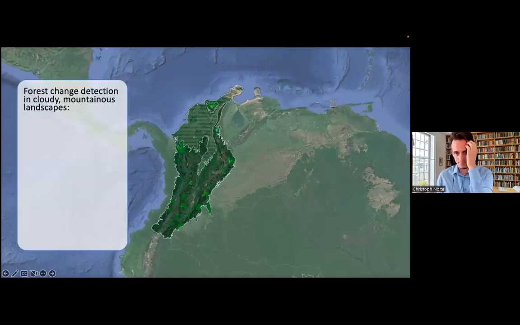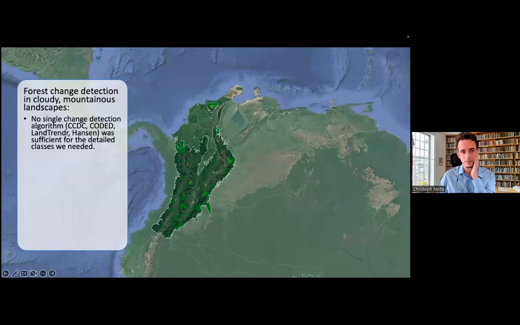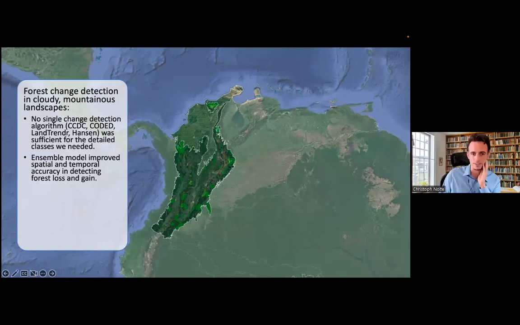So what did we learn, mostly on the remote sensing side, because it's a remote sensing audience? Well, forest change detection in cloudy mountainous landscape, as Eric already mentioned, we found that no single change detection algorithm was sufficient. Our ensemble model, while the accuracy assessment is still ongoing, seems to improve spatial and temporal accuracy in detecting forest loss and gain.